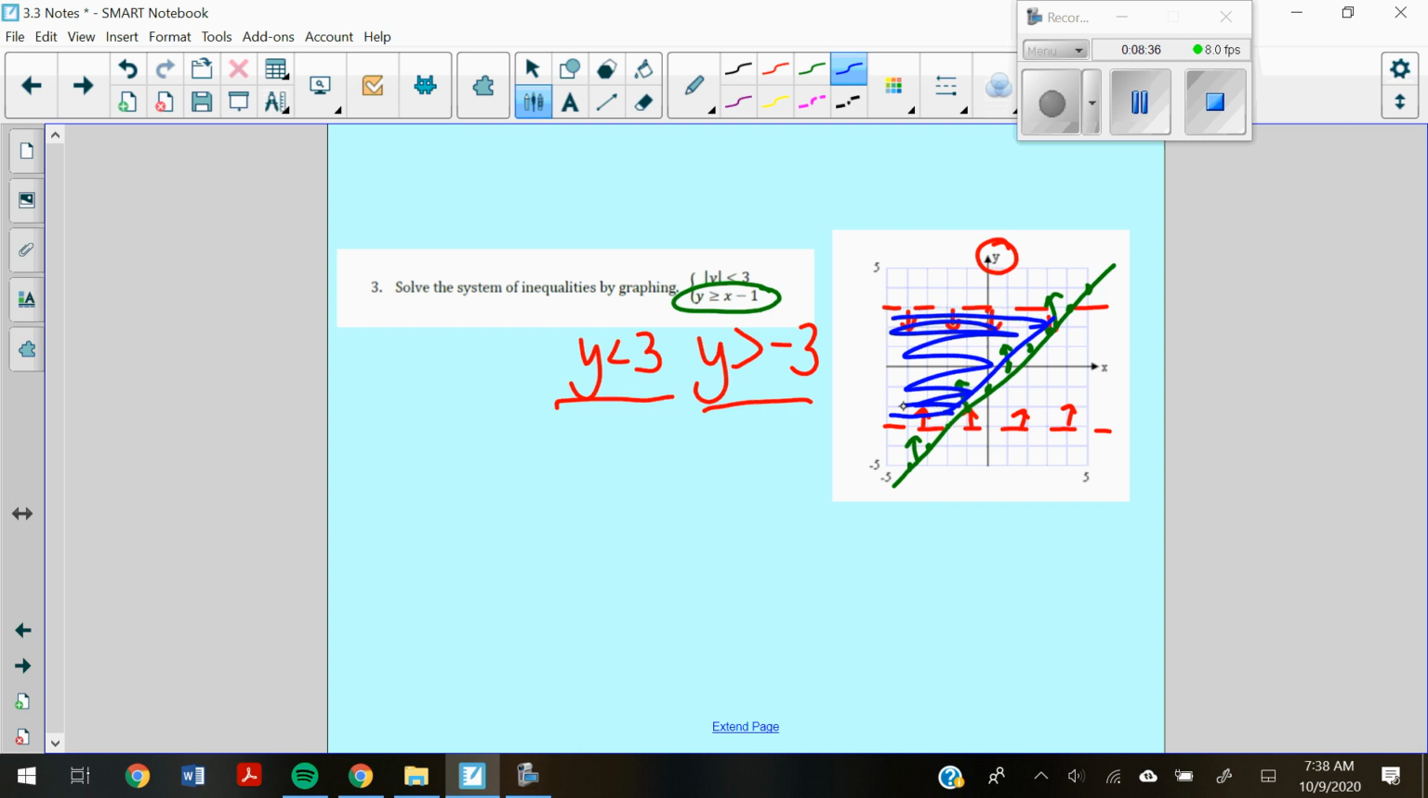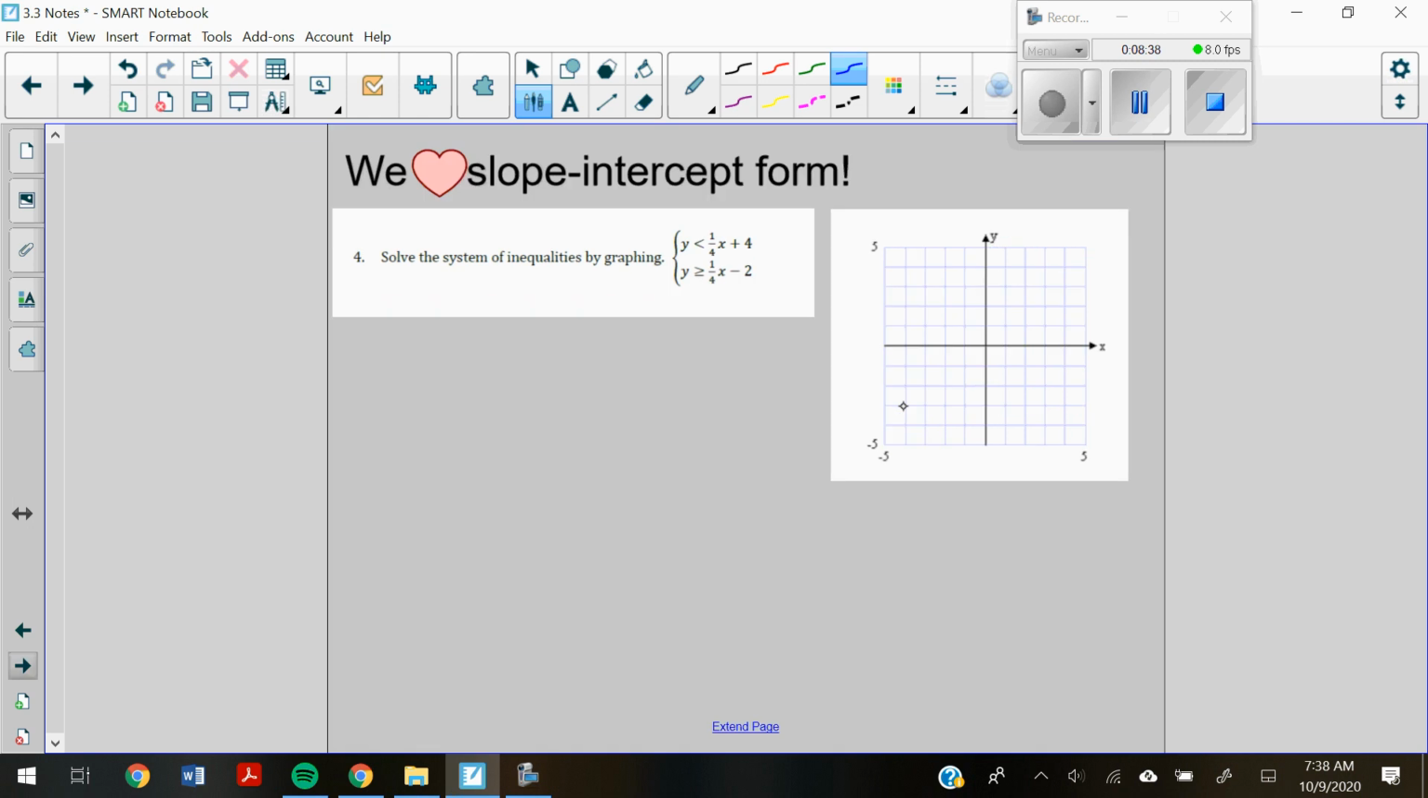All right, go to the back side. Ooh, slope-intercept form already again. I'm going to have you guys pause the video here and go ahead and give this one a try on your own, and then come back and compare it to mine.